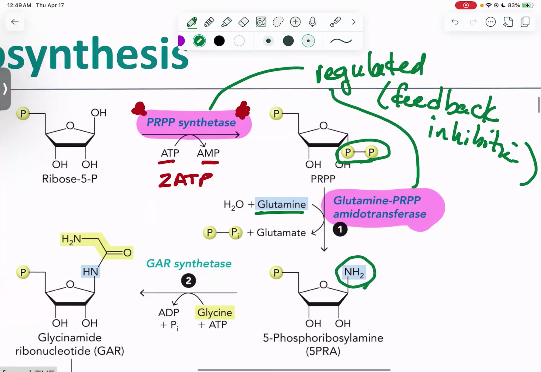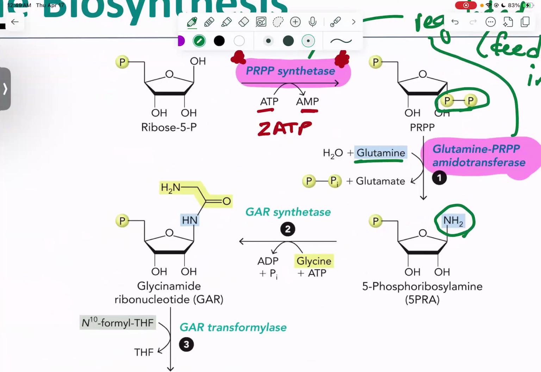Okay, now we go through our next reaction. In our next reaction, we need to add a nitrogen that is kind of like the beginning of our ring. And so we're going to add an amine group and a carbonyl from glycine. So our second amine group comes from glycine.